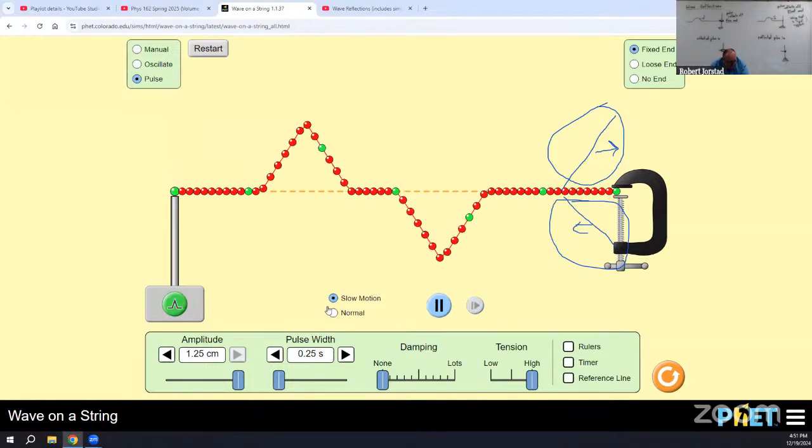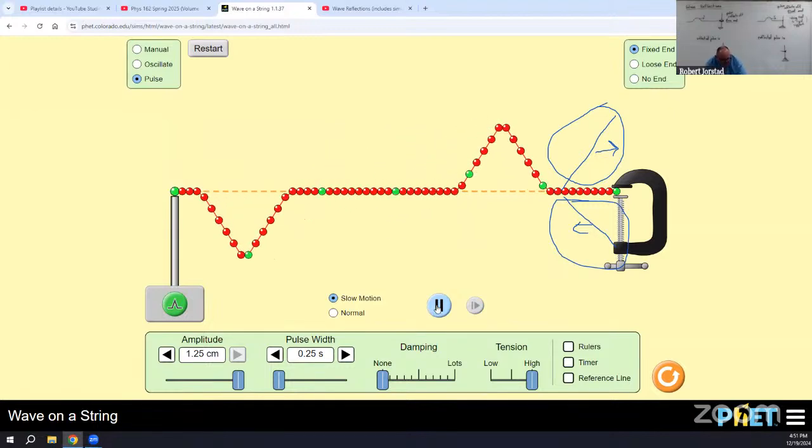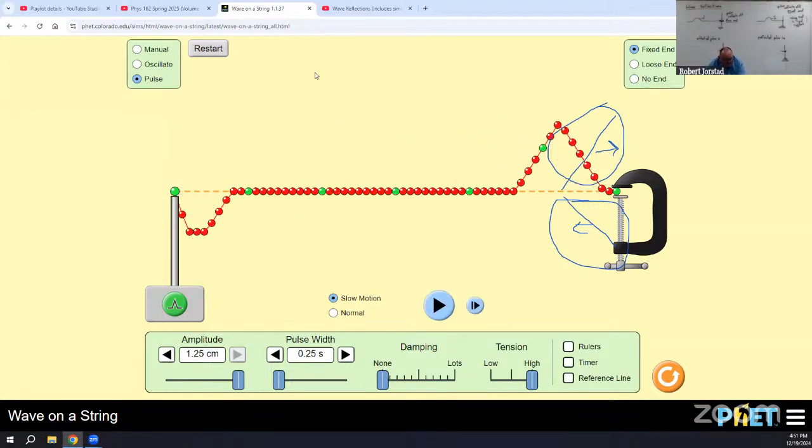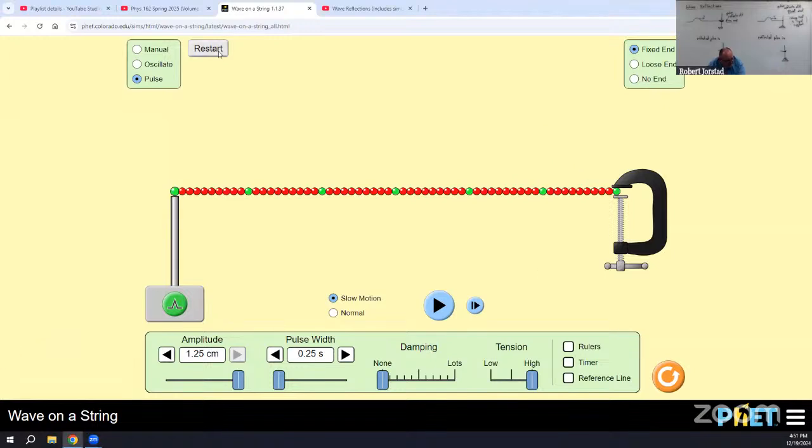we see the pulse. Oh, whoops, the pulse is inverted. Whoa, this looks kind of cool. That was not my intent. Let's clear that all out. Like I said, let's do this and restart this one.